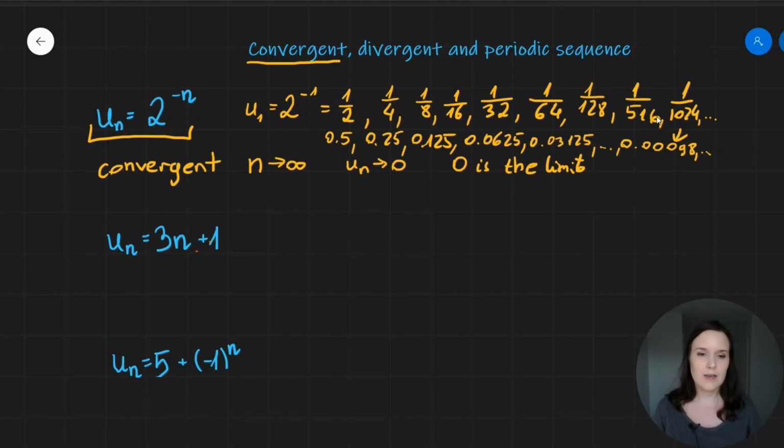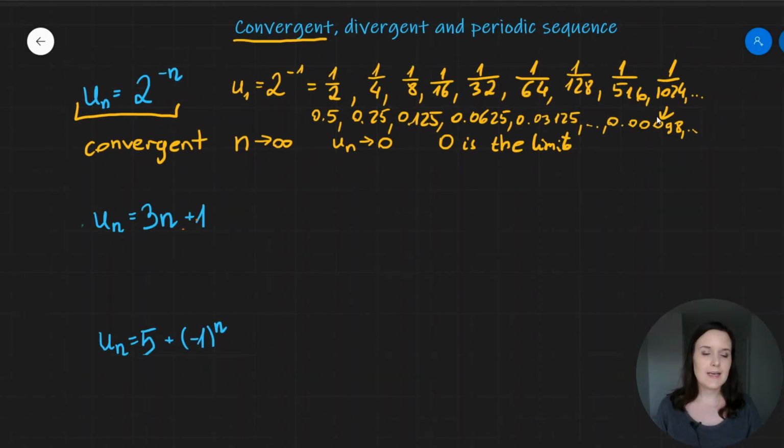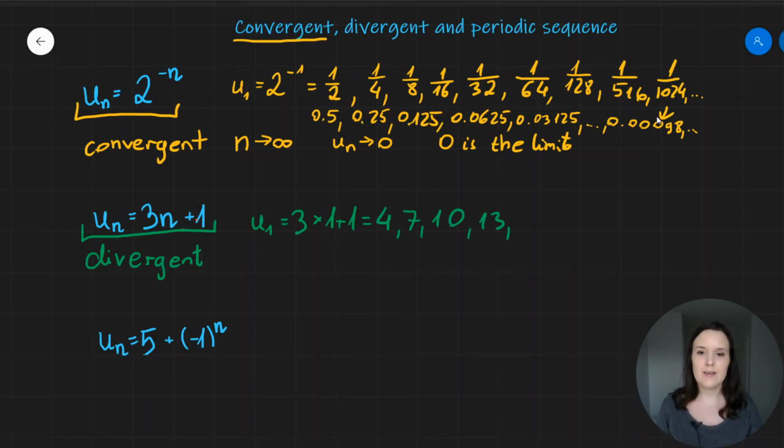Convergent. It gets closer and closer to a certain value. The second one will not be convergent. That means that it will be divergent. Let's list the terms so you can observe it. u1 is 3 times 1 plus 1, which is 4. Then u2 is 3 times 2 plus 1, which is 7. Then we have 10, 13, 16, 19, and so on.